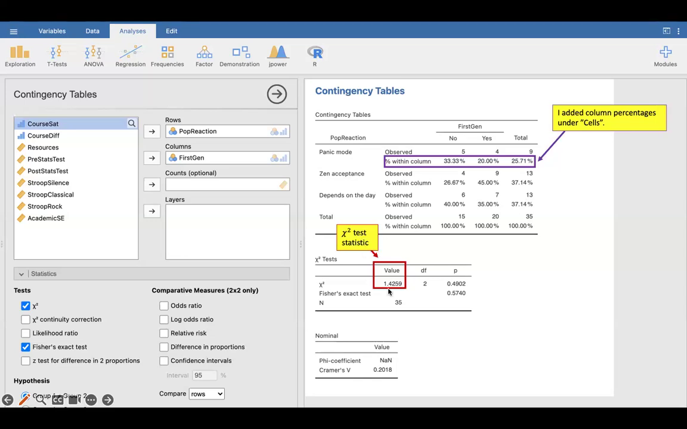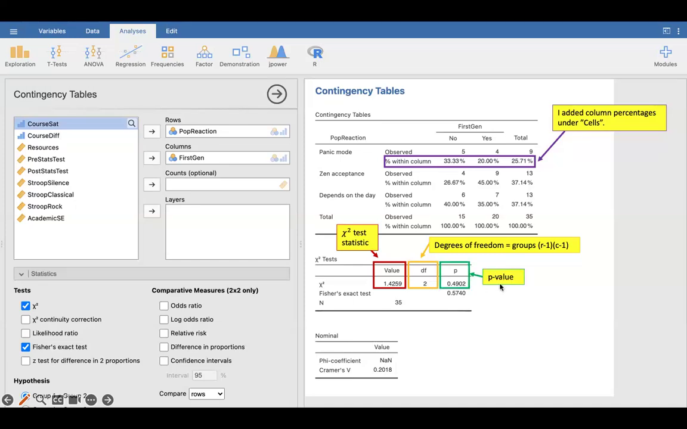We want to look at our chi-square test statistic. So our value for the chi-square test statistic is 1.443, rounding up. We have 2 degrees of freedom. The degrees of freedom for a chi-square test for independence or association is the number of rows minus 1 multiplied by the number of columns minus 1. So rows for pop reaction, 3 minus 1 is 2. And then our columns, first generation status, 2 minus 1 is 1. So 2 times 1 equals 2.